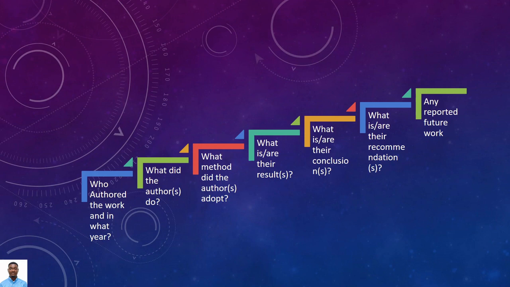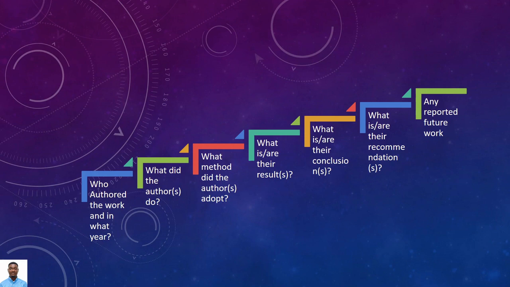And the second step is what did the author or authors do. So what exactly did they do in that work. The third one is what method did the author or authors adopt. So you want to know what method was adopted by the authors. We talked about a literature review being an avenue whereby you can familiarize yourself with theories and methods that are centered around your topic. So from every literature you want to review, you need to know what method the author or authors adopted in their own work in achieving their own results.